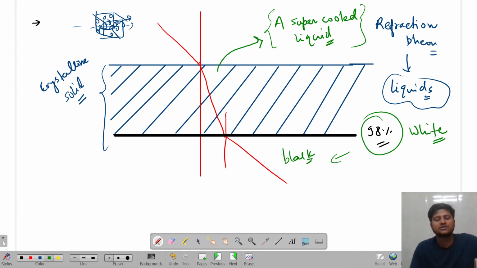Now, tell me. White light not only, all the lights which are falling on it. But listen, Gagan. Wait, wait.